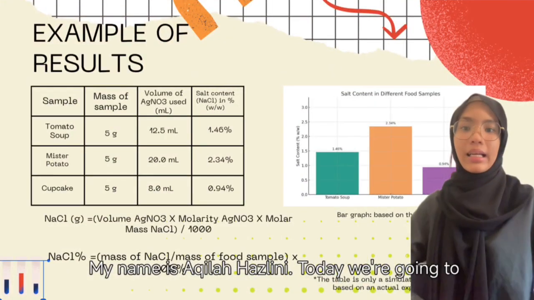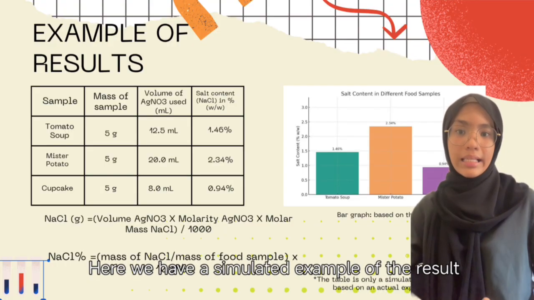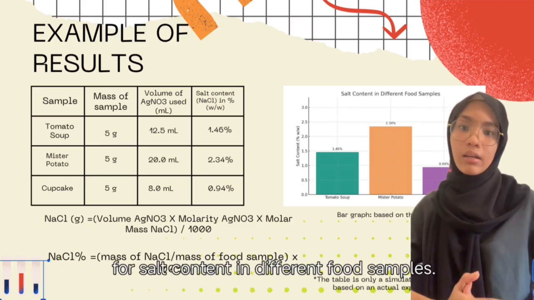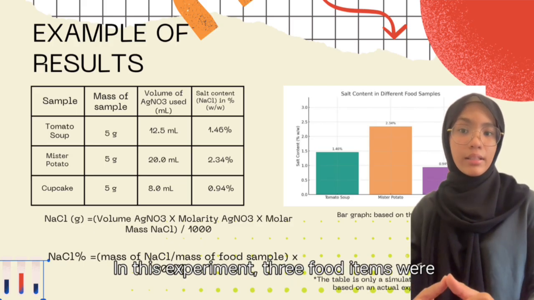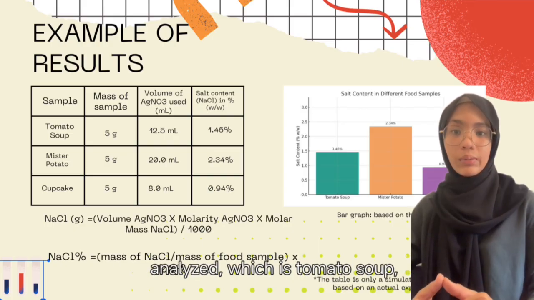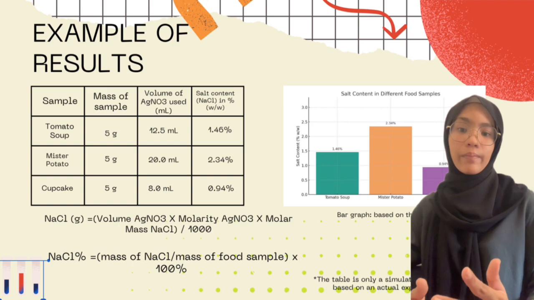My name is Akila Hazimi. Today we're going to look at an example of results. Here we have a simulated example of the result for salt content in different food samples. In this experiment, 3 food items were analyzed, which are tomato soup, Mr. Potato chips, and a cupcake.